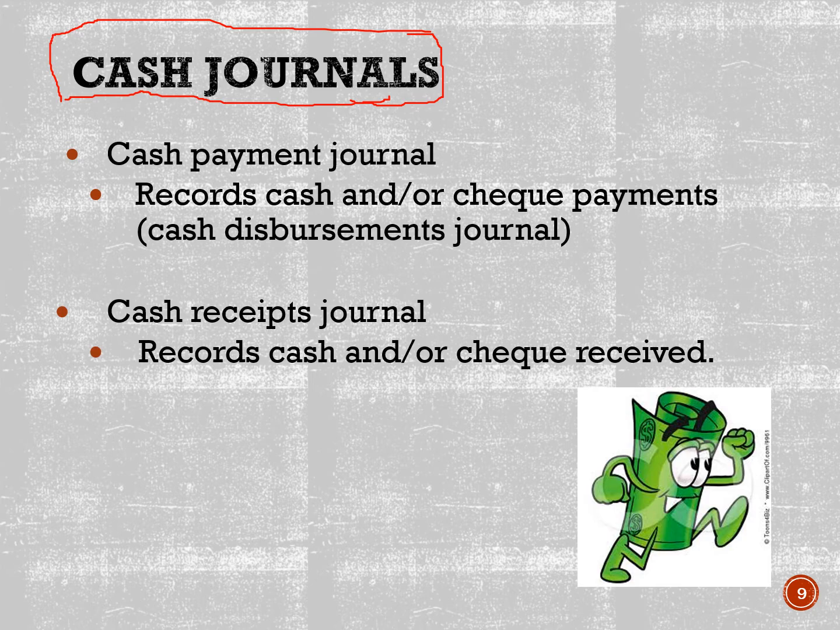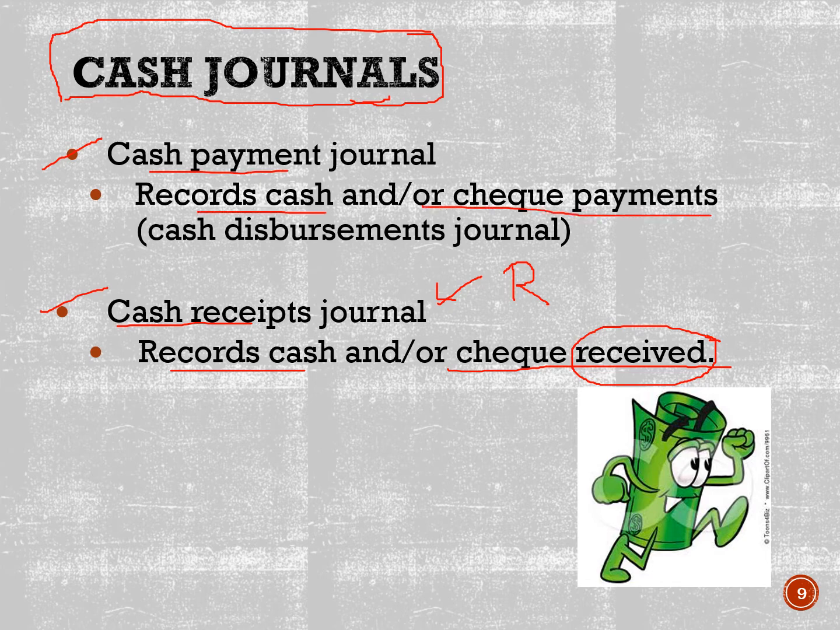And for the cash journal, dia ada dua, satu cash payment and cash receipt. Apa cash receipt? Record cash or check received. So this one macam I said tadi is more on the revenue. Maksud dia apa-apa cash yang kita terima kita akan record dalam cash receipt. Tapi kalau cash payment, kita akan record cash atau check payment ataupun kita call as cash disbursement journal.